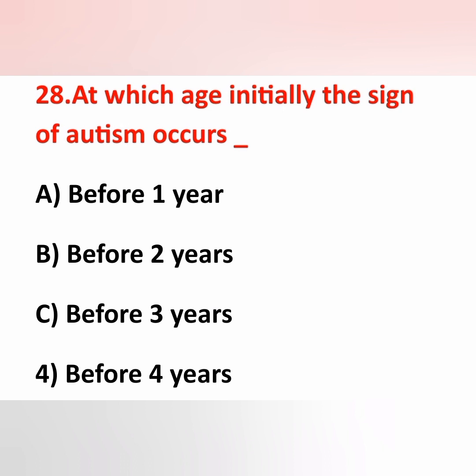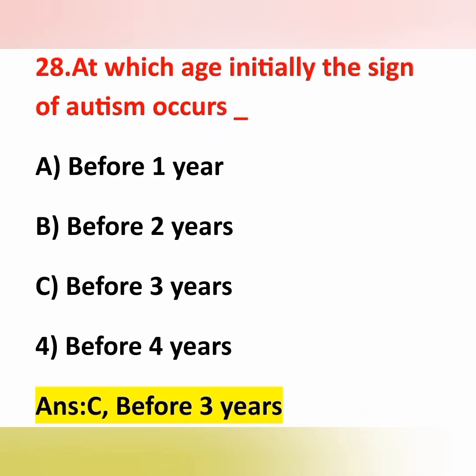The next question, at which age do the initial signs of autism occur? Options are option A before 1 year, option B before 2 years, option C before 3 years, and last option D before 4 years. So correct answer is option C, before 3 years. Autism is one of the neurodevelopmental disorders. The signs initially show before 3 years of age.